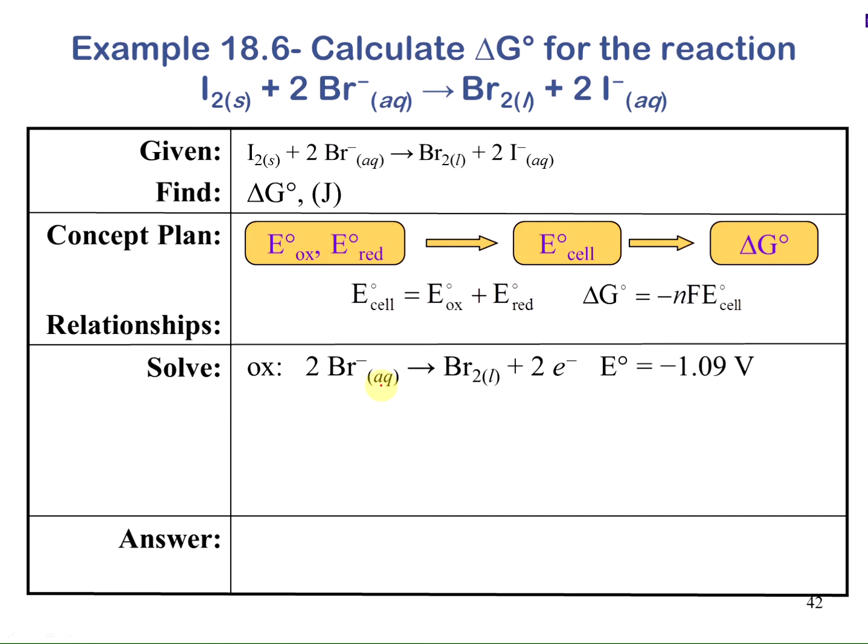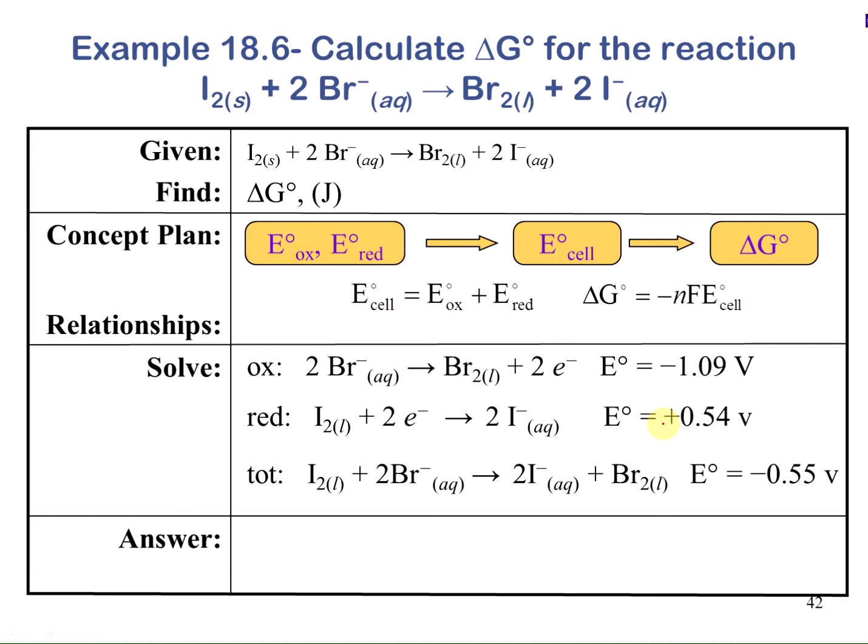So the oxidation half reaction is the bromide going to bromine liquid, so going from a minus to a 0. I look at this reduction potential as 1.09 from the table, and I need the oxidation, so it's minus 1.09. And then the reduction is the iodine going to iodide, and that reduction potential from the table is positive 0.54 volts. So I add these two together to get the total reaction, and that gives me an E cell value of negative 0.55 volts.